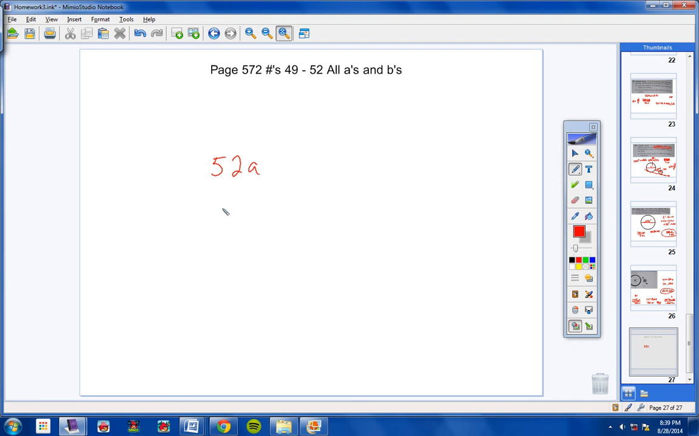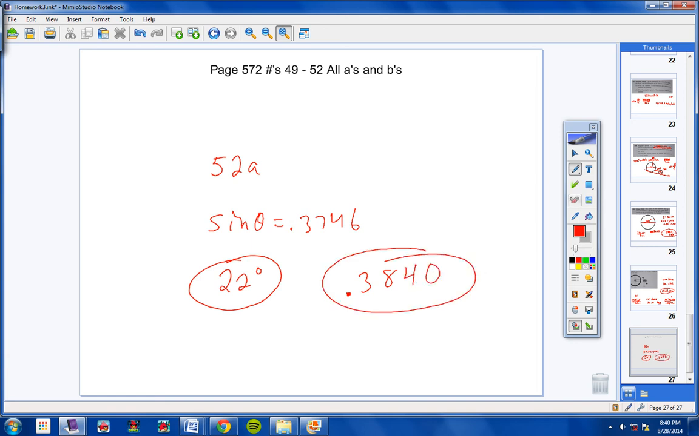52A is going to be the sine of theta such that it equals 0.3746, and I'm already in degrees, so we're going to go with second sine 0.3746, and the degrees will be 21.999, so I'm going to go ahead and put 22 degrees. Then I'm going to change my mode to radians, and hit second sine 0.3746, hit enter, and my radians would be 0.38396. If you round correctly, 0.3840. So there's your answer in radians.